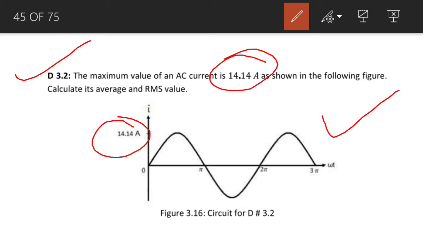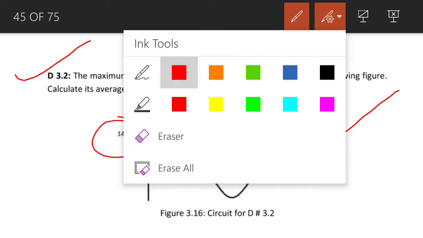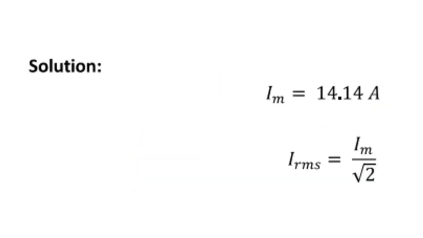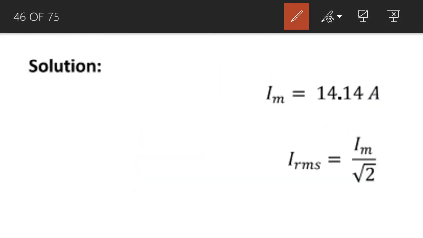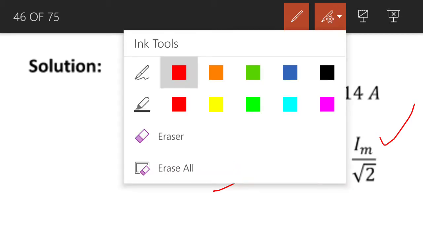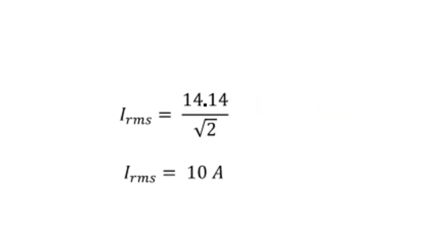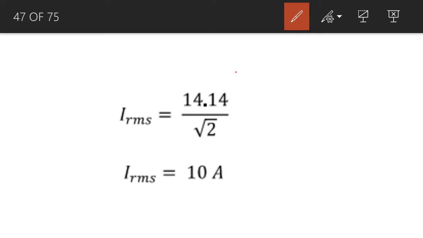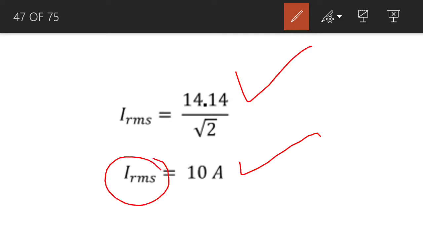So as the maximum value of the current is known, we can calculate the root mean square value of this current. The root mean square value of this current will be equal to the maximum value by under root 2. As the maximum value is 14.14, we divide 14.14 by under root 2 and we get 10 ampere. So the RMS value of this AC current is 10 ampere.